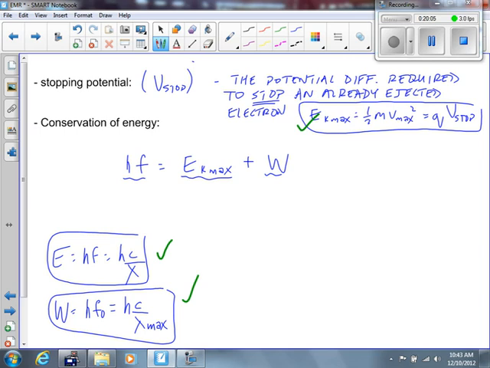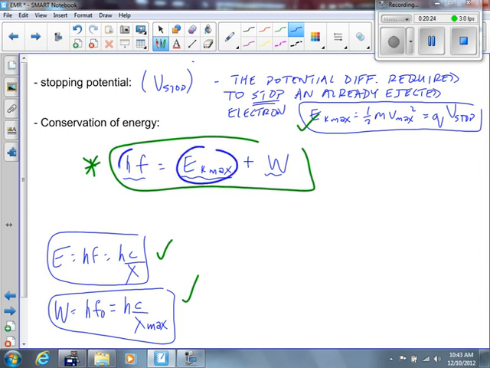Absolutely. In fact, this equation becomes very versatile. Unfortunately, it doesn't actually appear on our data sheet. But it becomes very versatile. A lot of times we're going to end up replacing hf with hc over lambda, as you just suggested. A lot of times we're going to end up replacing EK max with QV stop or with 1/2 mv squared. A lot of times we're going to end up replacing W with hf0 or hc over lambda max.